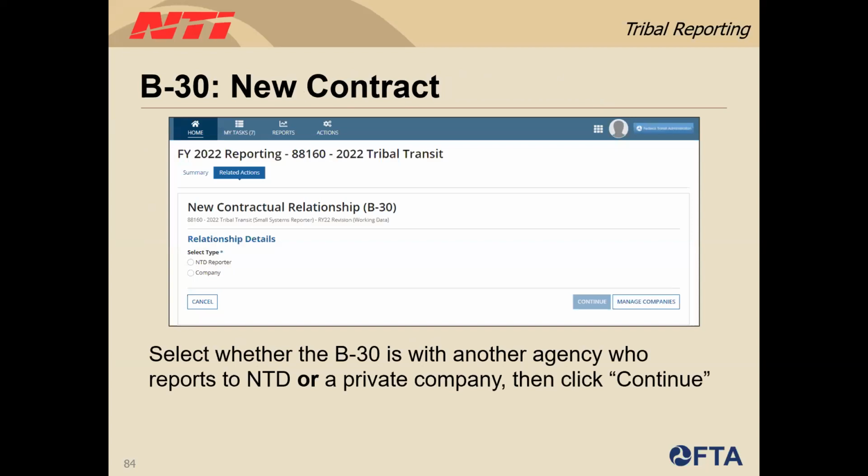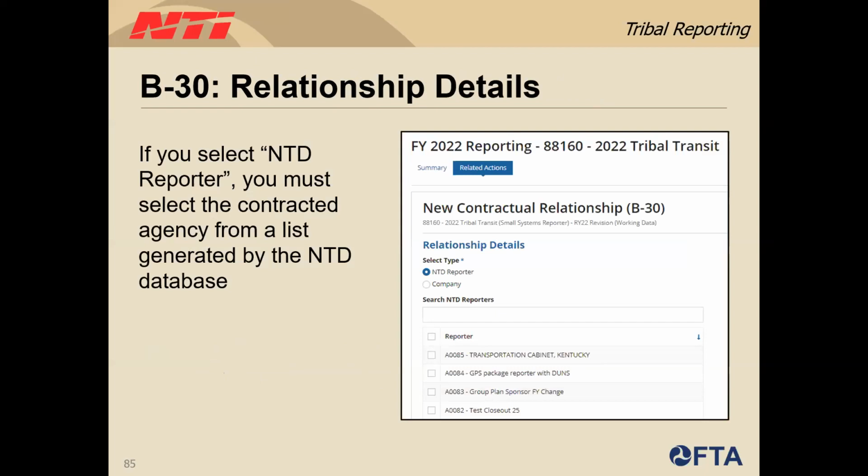If you completed a B30 form in last year's report, this form will automatically populate in this year's report again. If you need to add a new contractual relationship form, the first step in this process is selecting whether the agreement is with another agency who reports to the NTD or if it's with a private company. Select it and hit continue after making your selection. If you select NTD Reporter, you must identify the contracted agency from a list that's generated from the NTD database.